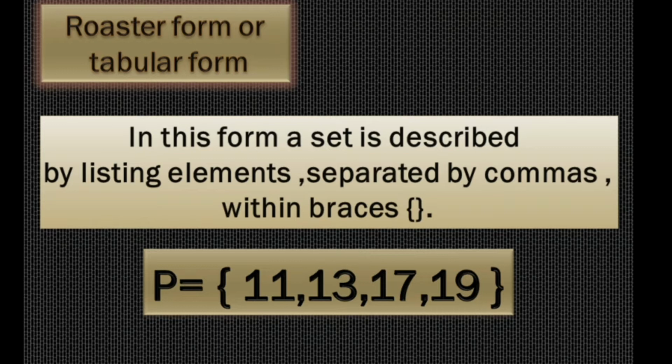So roster form you can make out. Using set builder, you can convert it to roster form. In this form, a set is described by listing the elements. That means you see the elements in it. So just now what I showed you in the previous slide, x is a prime number greater than 10 but less than 20. See, prime numbers 11, 13, 17, 19. This x is such that it is a prime number and it belongs to natural numbers. So this is the roster form where elements are seen or listed. So with this information, let us start.